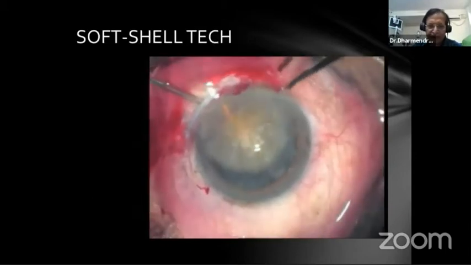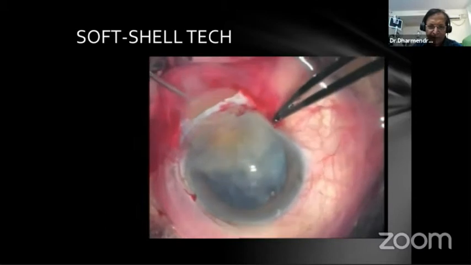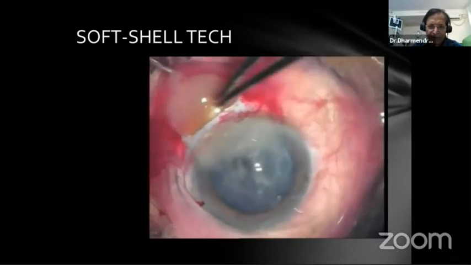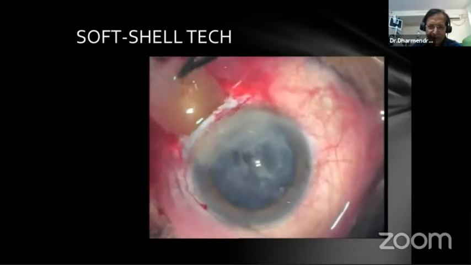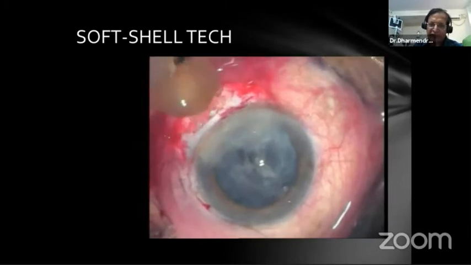This is how the soft shell is done. If the cell count is low, or for very hard lenses, the soft shell technique can be achieved.